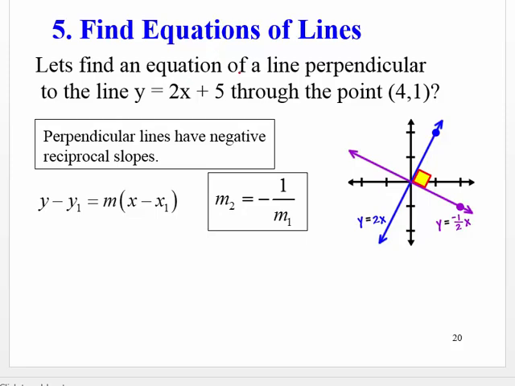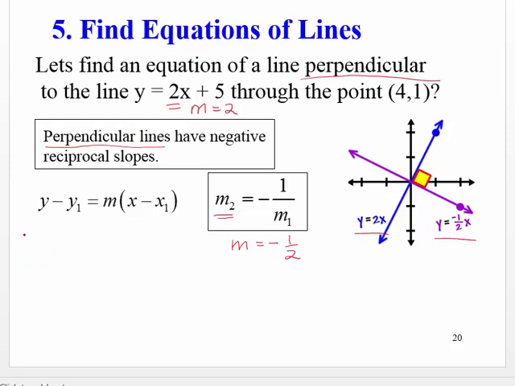Let's find an equation of a line perpendicular to this line. This line has a slope of 2. And we go through a point. But perpendicular lines have negative reciprocal slopes. So our slope is going to be the minus reciprocal of this slope. So our slope m is going to be equal to minus 1 over 2, as you can see in this picture.